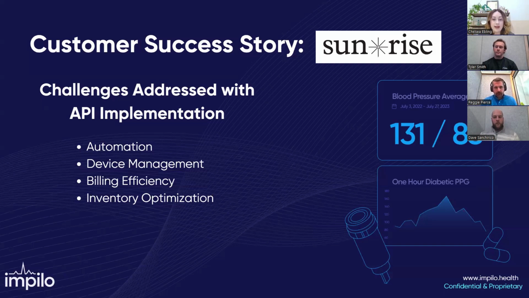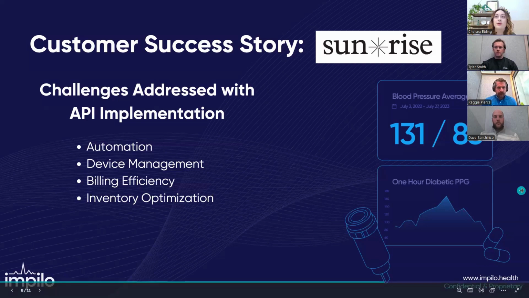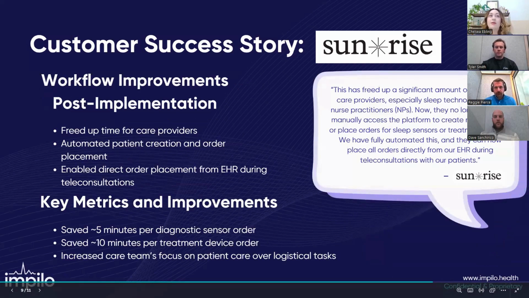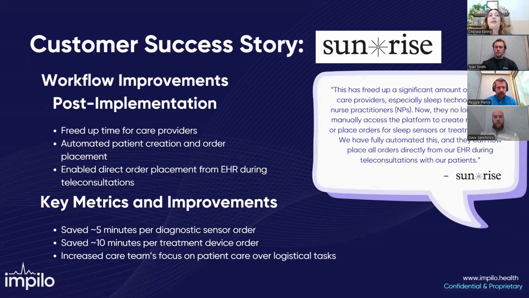And before implementing with our API, here are some of the challenges that they experienced. Their inventory management lacked automation, which made forecasting and purchasing inefficient. They also experienced errors when retrieving device serial numbers. Collecting documents for billing, like proof of delivery, was a very tedious task for them. And too much time was being spent manually creating patient profiles and placing orders. Now I'm going to pass it over to Reggie to talk about some of the workflow improvements and general overall improvements with some key metrics.